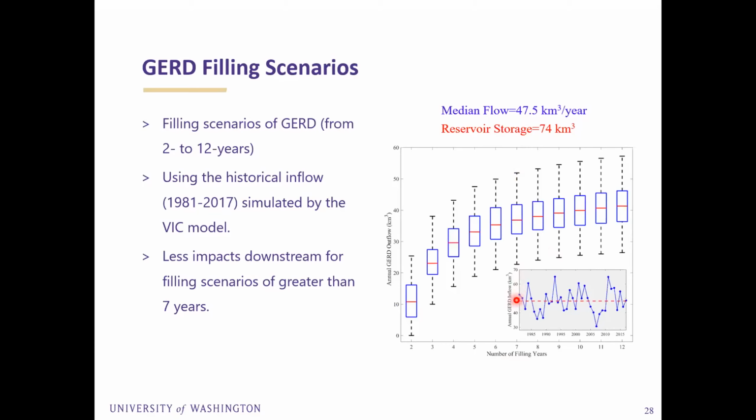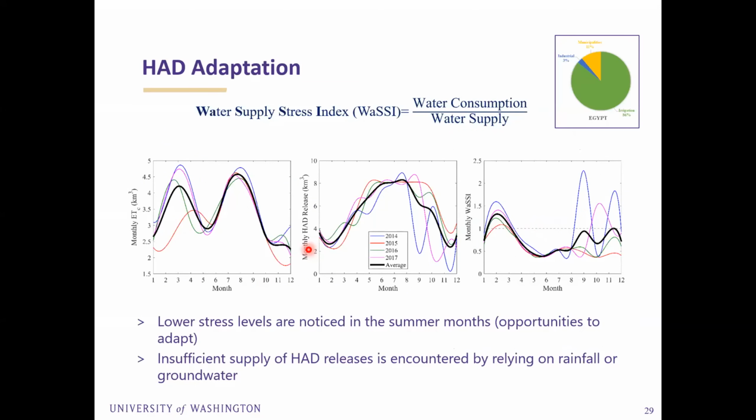Let's move forward with more filling scenarios. We can see around the 7 year filling scenario, it can go up to 40. Maybe the average would be around 40 kilometer cube, where the reduction is not that much like the 2 year filling scenario. And even if you go farther after the 7 year filling scenario, we see that there is no big difference between the outflow of the GERD. If Ethiopia is to fill the dam in 7 years or more, the median becomes the same. So what we conclude is that there are less impacts downstream if we follow the filling scenario of 7 years or more. But let's look at the High Aswan Dam itself and how it can adapt its operation.